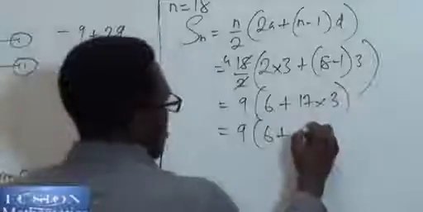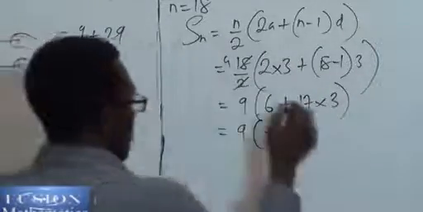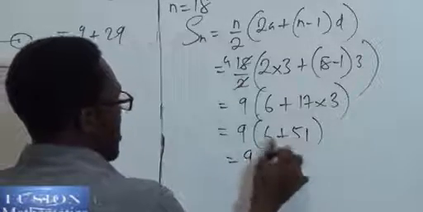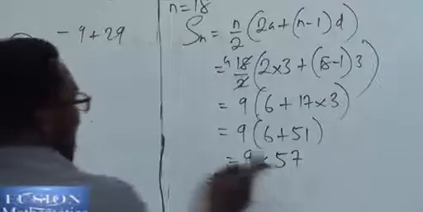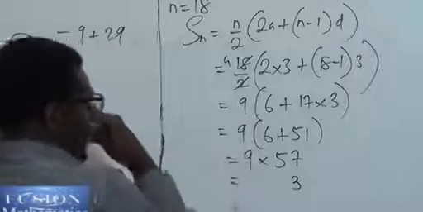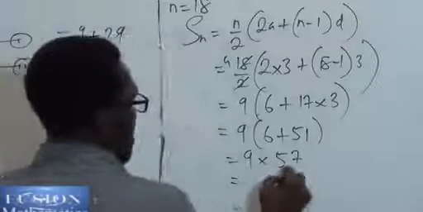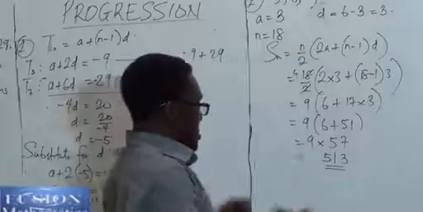3 times 7 is 21. Carry 2. 3 times 1 is 3, plus 2 is 5. You add those two, that will be 9 times. When you add this, you have 57. So we multiply. 9 times 7 is 63. We put 3, carry 6. 9 times 5 is 45, plus 6 is 51. So this is the sum of the first 18 terms.